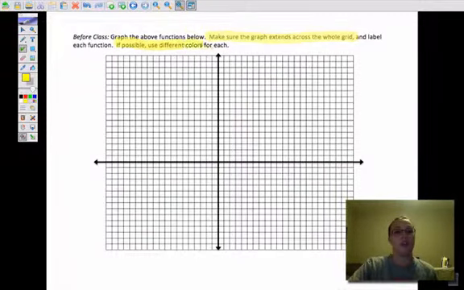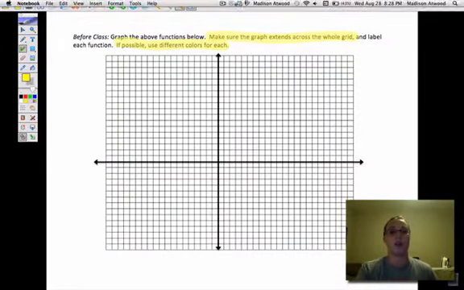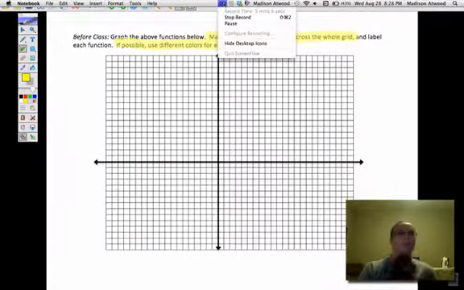If at all possible, if you have them, maybe use different colors for each one. It just makes it easier to differentiate between each one as we're looking at it later when we get to part 2 and when we do the in-class investigation. See you in class tomorrow.